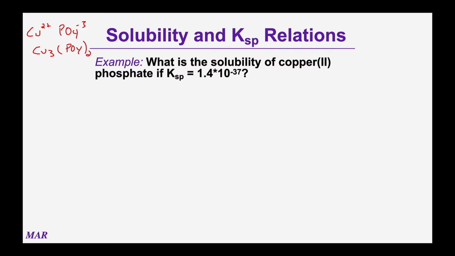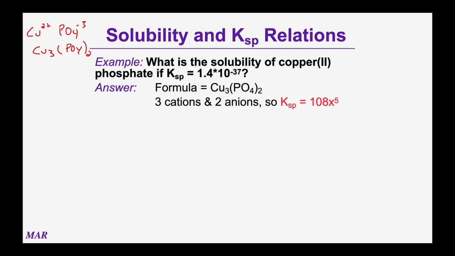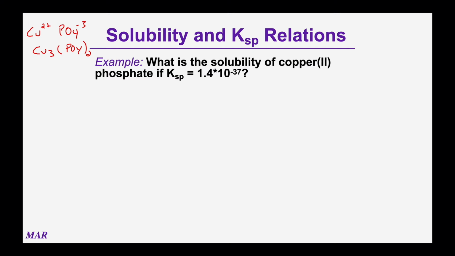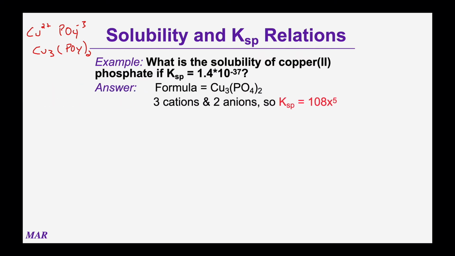And if I'm correct here, Ksp equals 105 times x to the fifth. Let's see if I was right. 108 times x to the fifth. Sorry about that. Because there are 3 cations, 3 copper 2 pluses, and 2 anions, 2 phosphates, this is a 5 total ion ratio, 3 cations, 2 anions. And the relationship, if you look back to that slide, between 3-to-2 and Ksp is 108 times x to the fifth equals Ksp. So in this problem, we have the Ksp and we want to find x, the solubility.